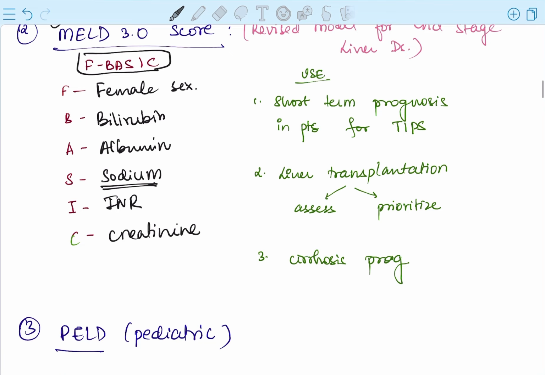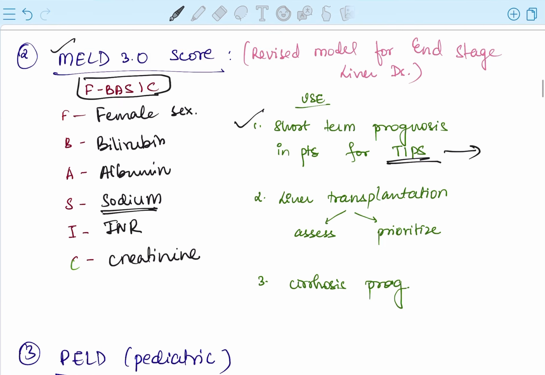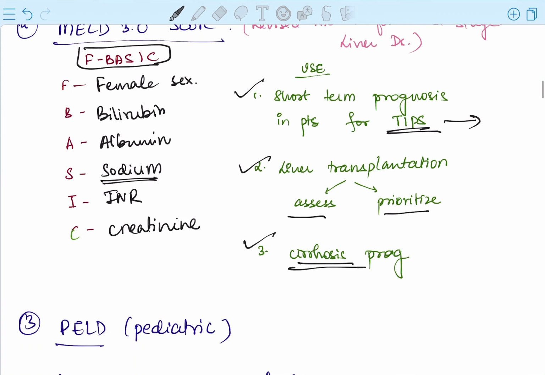And what is the use of this scoring system? First of all, it helps in short-term prognosis in patients for the TIPS procedure. As you know, in portal hypertension, we perform the TIPS procedure, and the MELD score helps to determine the prognosis. Secondly, liver transplantation. It helps to assess and prioritize the liver transplantation. And then we have the cirrhosis prognosis. To know the prognosis of cirrhosis, we use the MELD score.